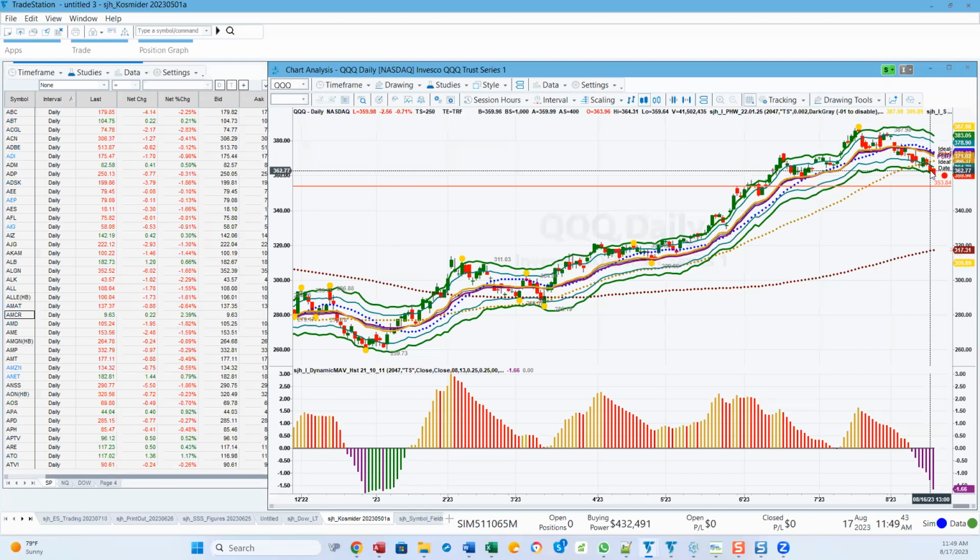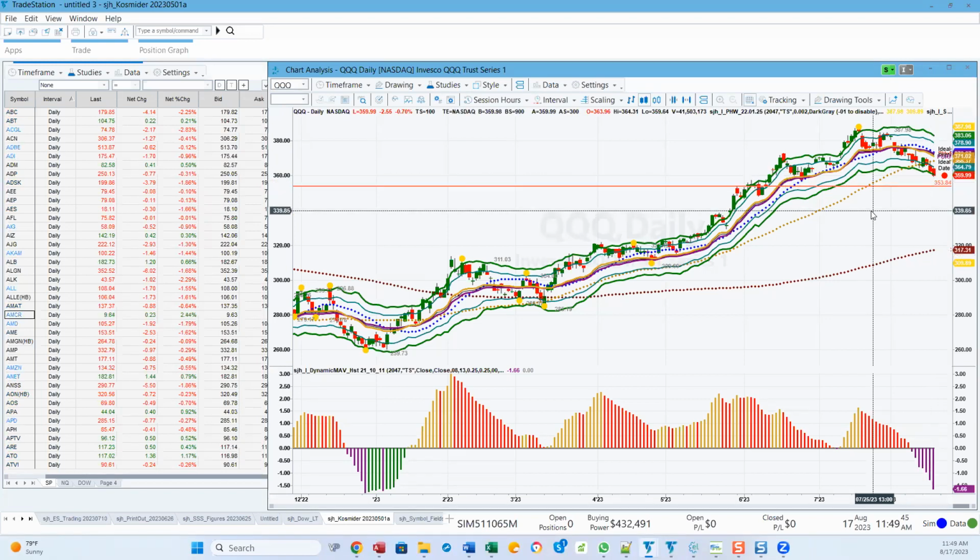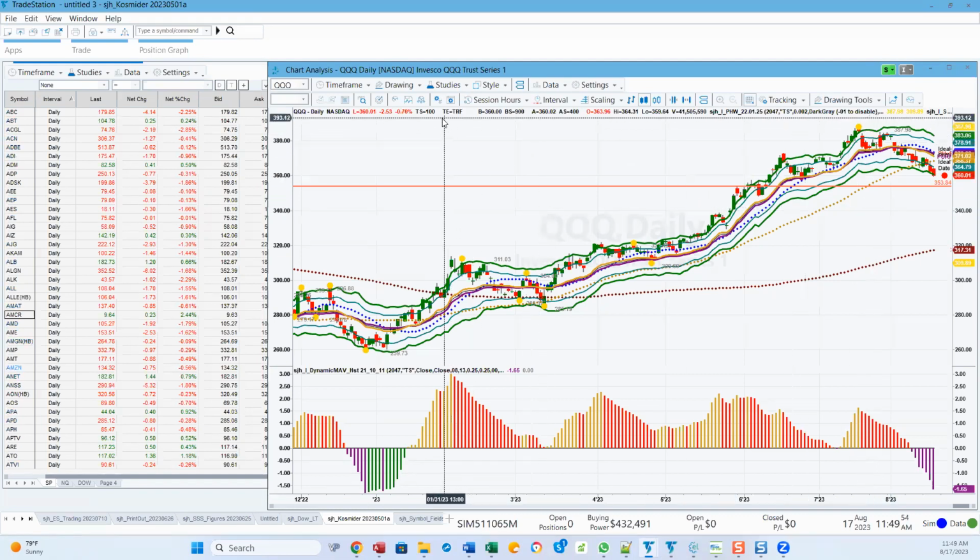So we've got maybe 5 bars to go before we hit that, or 5 down candles at least before we hit that lower level. And then we might find a bounce.